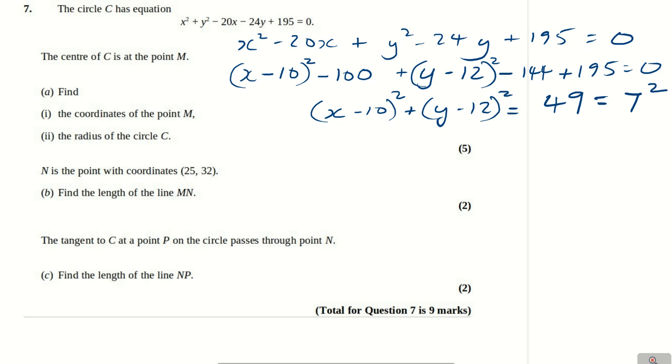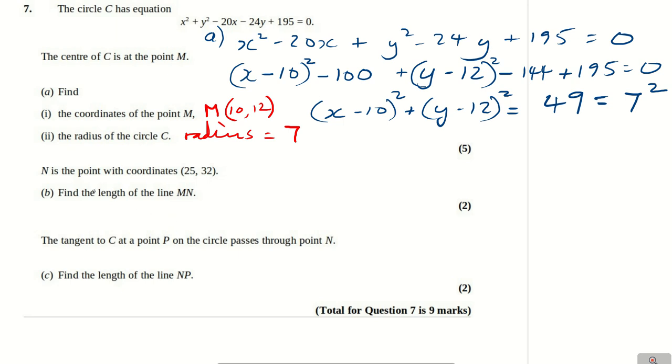Okay, so part A, the coordinates of the point M, which is the centre, we can read straight away from the formula. It's going to be 10, 12. And the radius is going to be 7. So radius equals 7. There we go. So this is our working out for part A, and I've written the answers there in red.